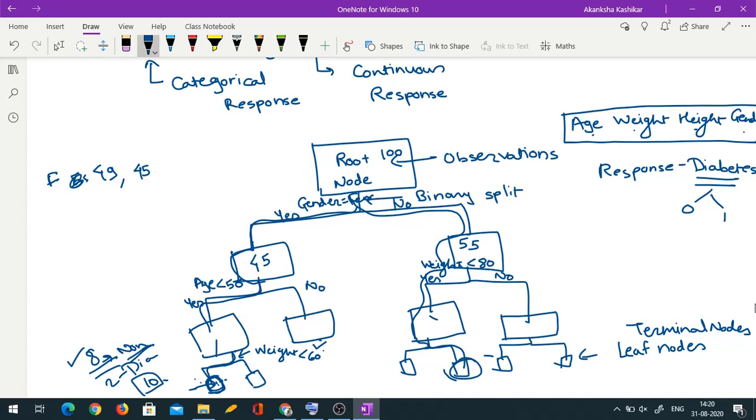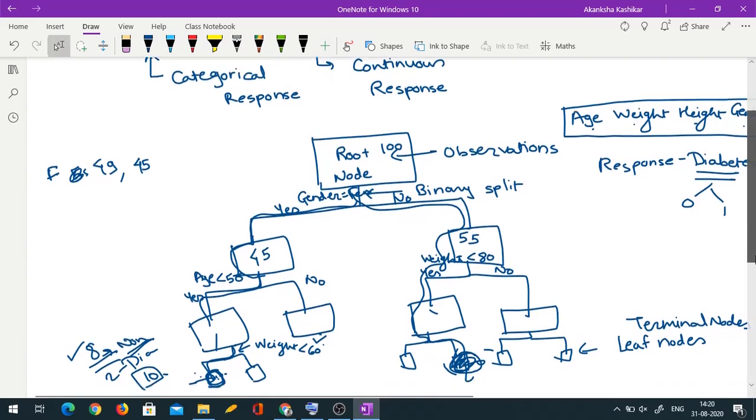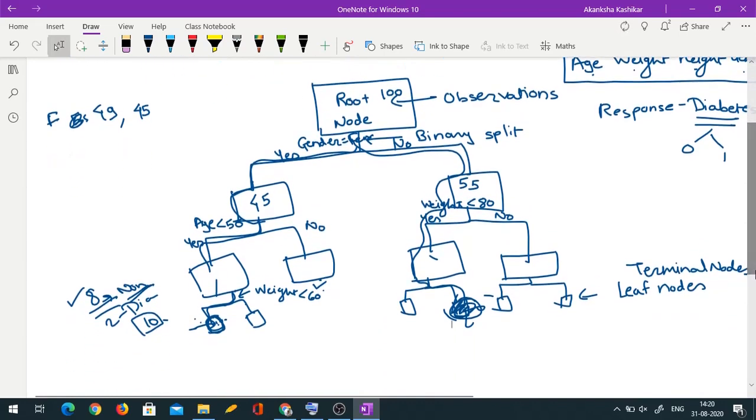In a regression setup, what you would do is take the average of all the predictions, all the responses in that class. Is it okay? Now you must have come up with many questions. First of all, why start with gender here? Why start with age here? Why 50 and so on? Okay, so this is what the algorithm does.